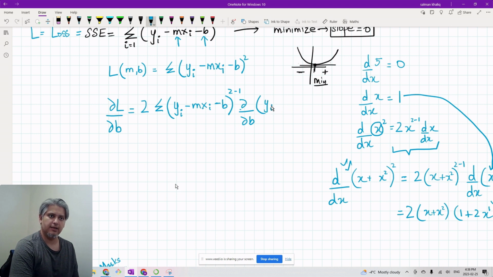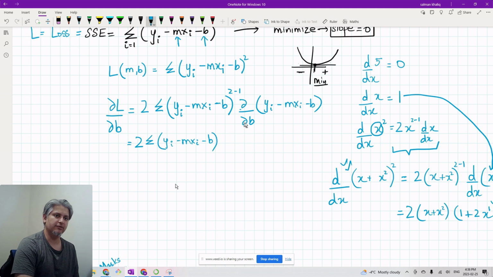So I will write yi minus mxi minus b. Now this 2 is written as it is, this sum is written as it is, this bracket is written as it is. 2 minus 1 is 1, I don't need to write it. And now let's take the derivative. See, b is my variable of concern. Anything else is a constant.